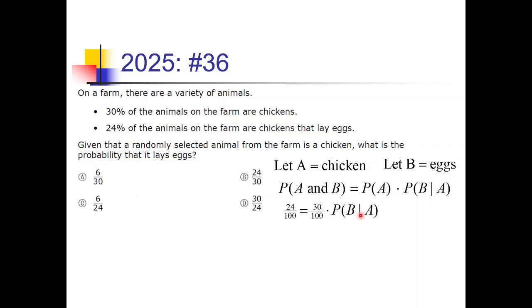So in order to get this probability, I have to divide by 30 over 100, which means I'm really just multiplying by the reciprocal, 100 over 30. So in this situation, this is actually kind of convenient. These 100s are going to cross cancel. So this just gives us 24 over 30 for the probability of laying eggs given that we're a chicken here. So that's going to be choice B.